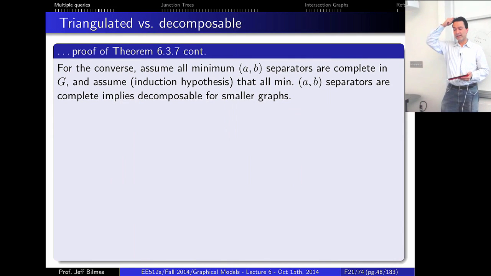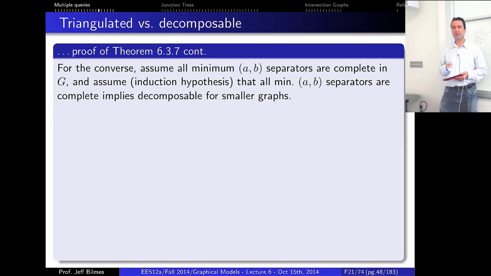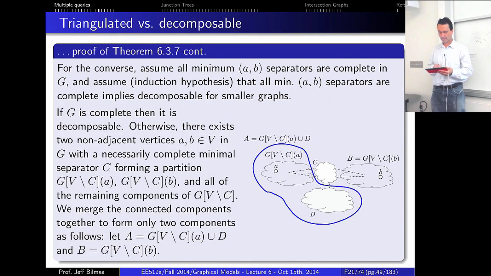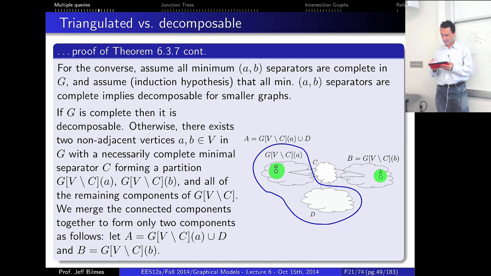So let's assume that every minimal AB separator for any arbitrary A, B is complete in G. And moreover, assume an induction hypothesis on the number of nodes, that if all minimal separators are complete, then the model is decomposable for all strictly smaller graphs. Okay. So if G is complete, that's a trivial case which we can just eliminate. If G is complete, then it's obviously decomposable. The theorem is proven. Otherwise, if it's not complete, then there must exist two non-adjacent vertices. And let's highlight these vertices here and here in this picture.